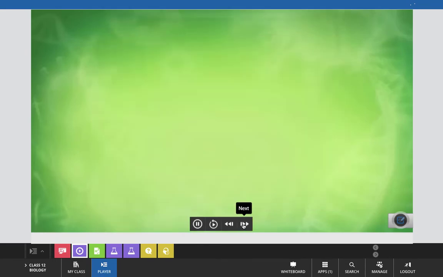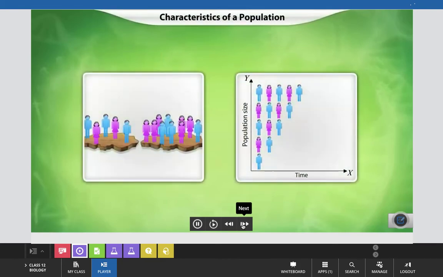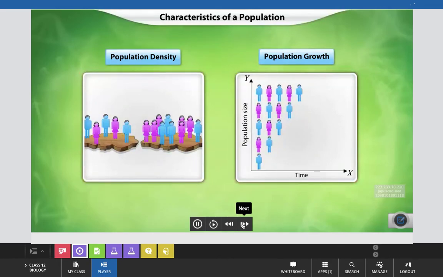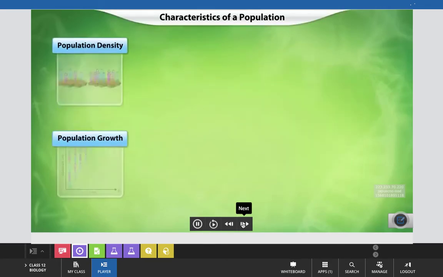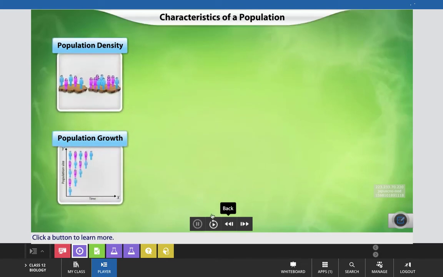Now, what are the factors which regulate? All populations have two important characteristics: density and growth rate. Click a button to learn more about them.